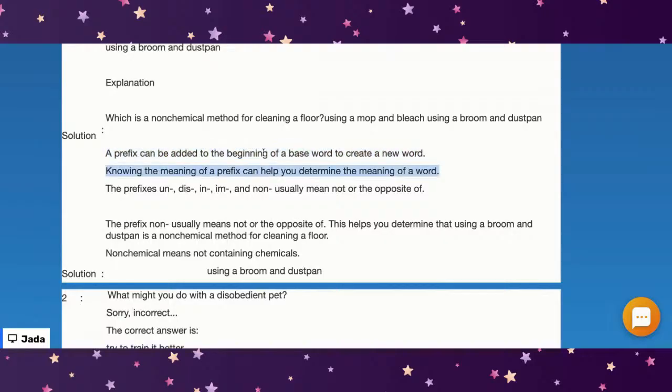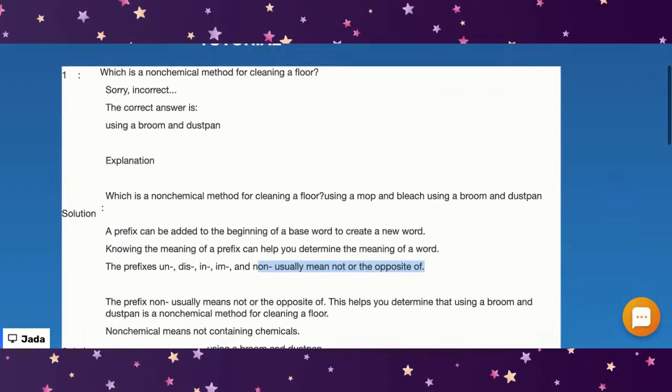Knowing the meaning of a prefix can help you determine the meaning of a word. So if you know the meaning of the prefix, you can know the meaning of the word. So the prefixes un, dis, in, and non usually mean not or the opposite. If you have un, dis, in, and non, all of these mean not or the opposite of something.